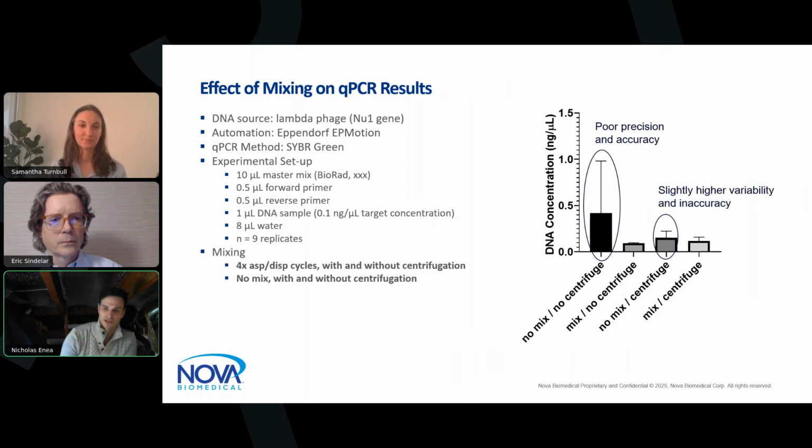Part of liquid class optimization also involves optimizing the separate assay parameters, such as mixing and centrifugation. Especially when it comes to qPCR assays or a lot of genomics assays, there's centrifugation and mixing. We were able to assess that, and you can see that with no mix and no centrifuge you have drift of accuracy and imprecision as well.